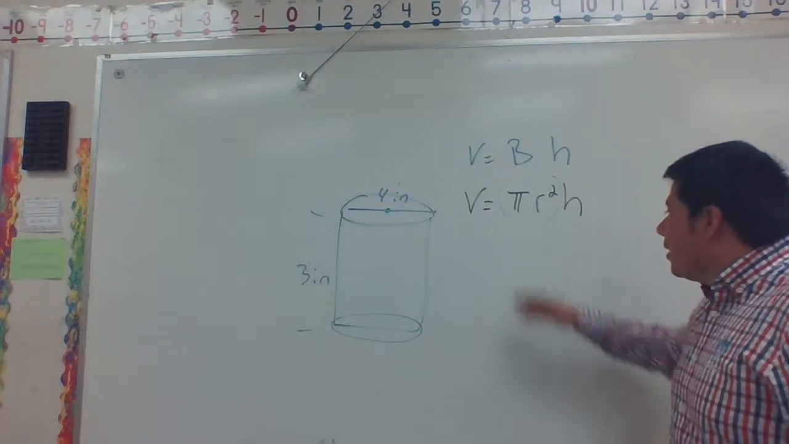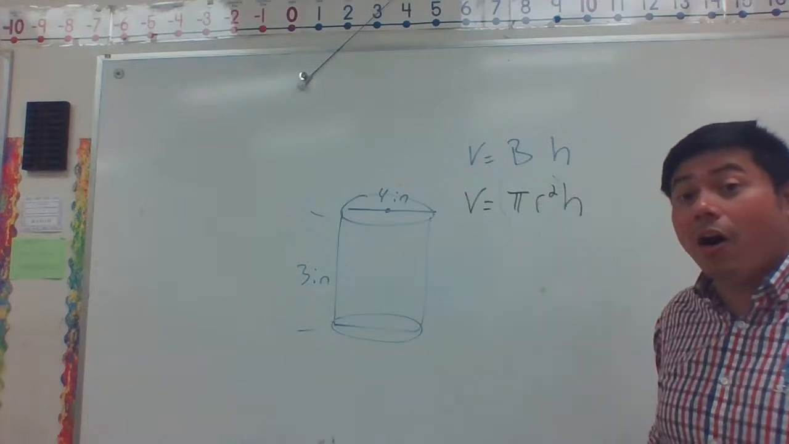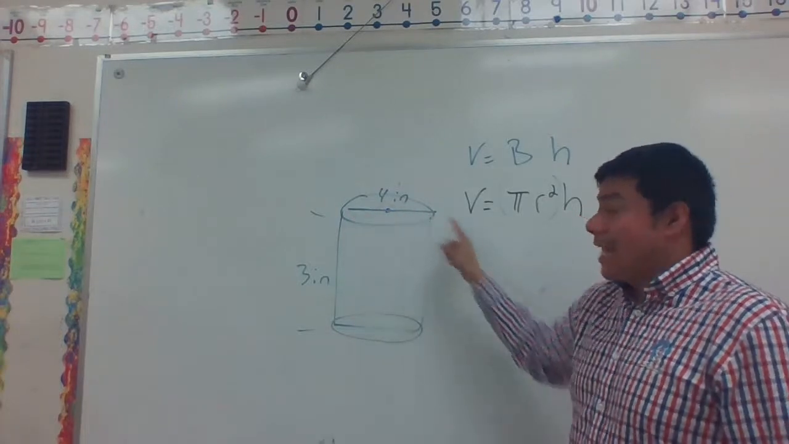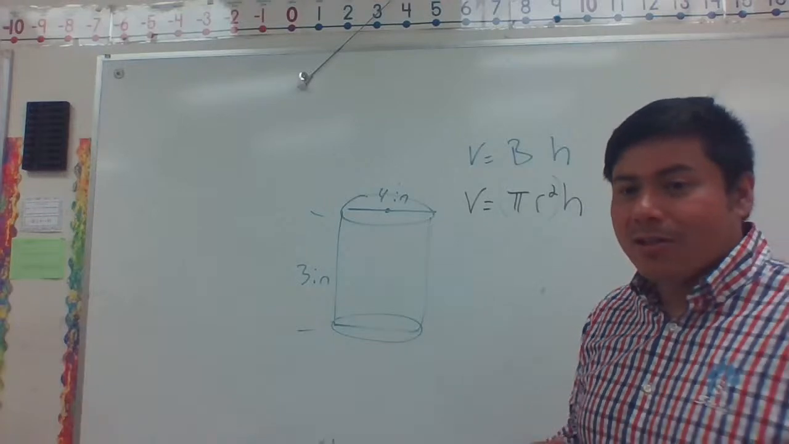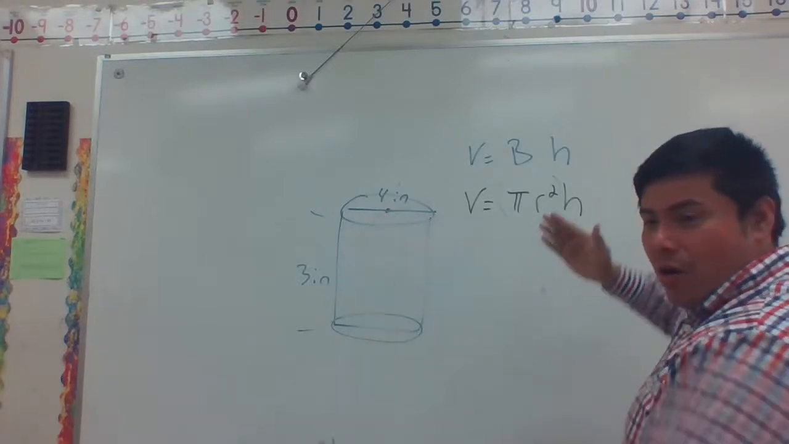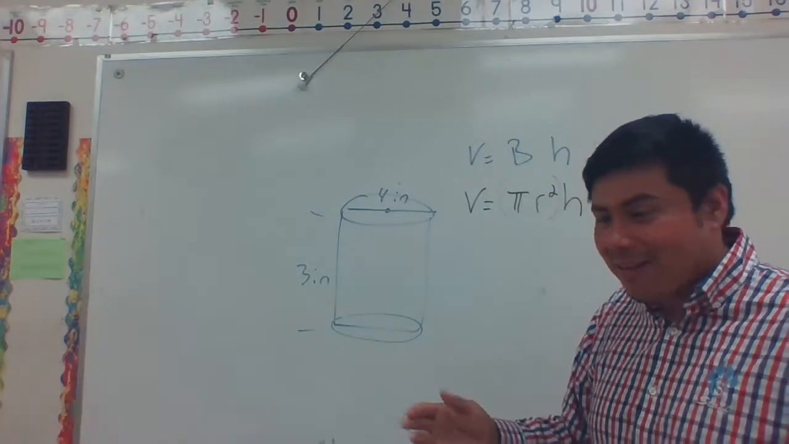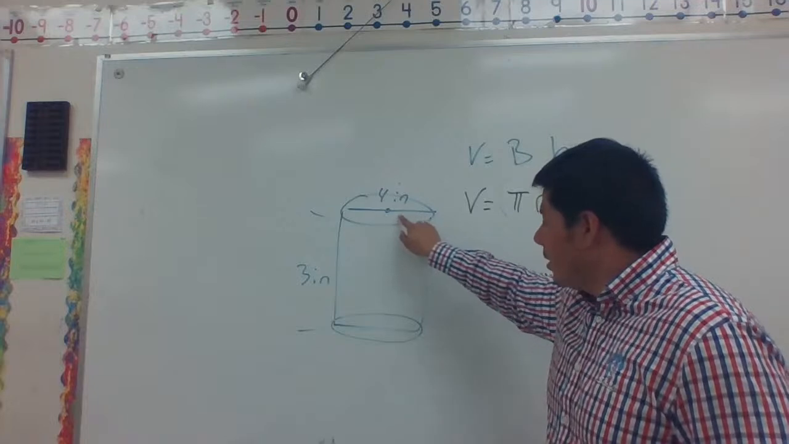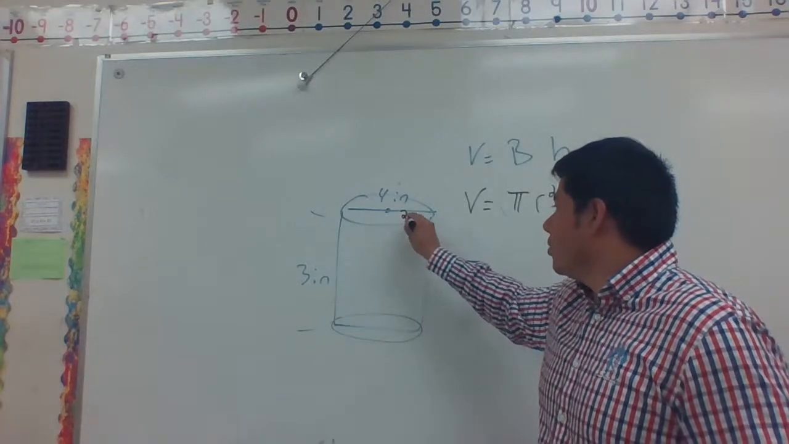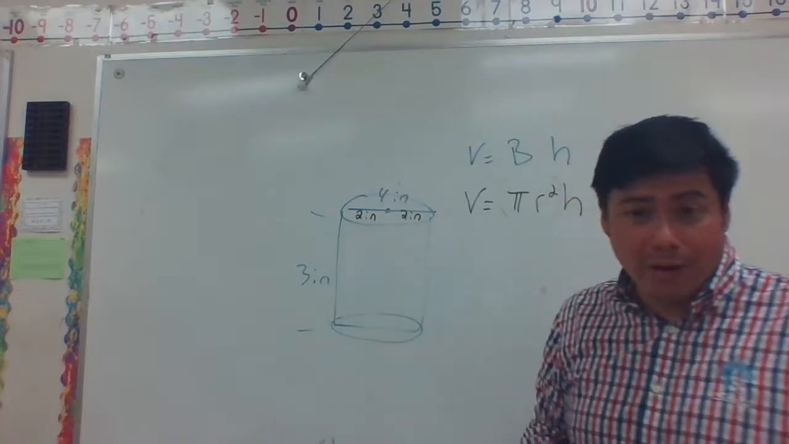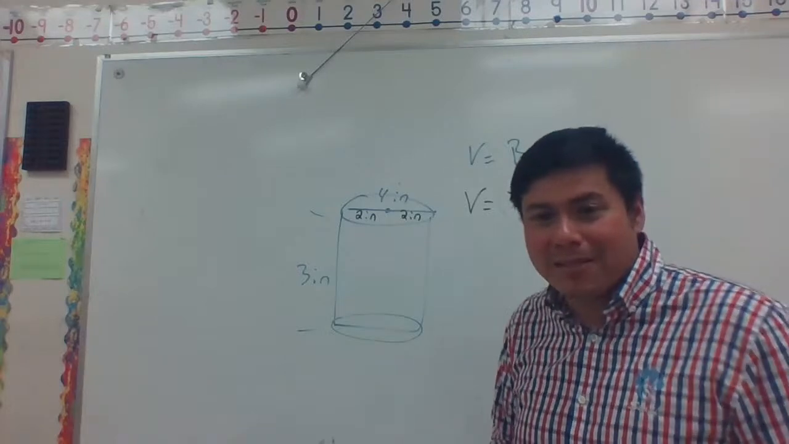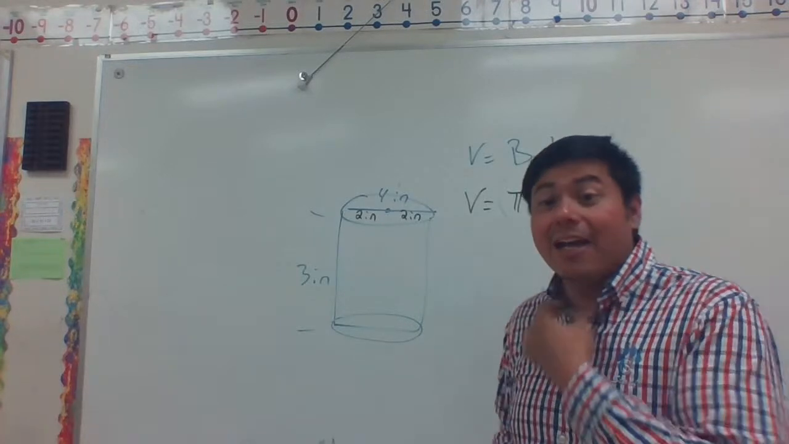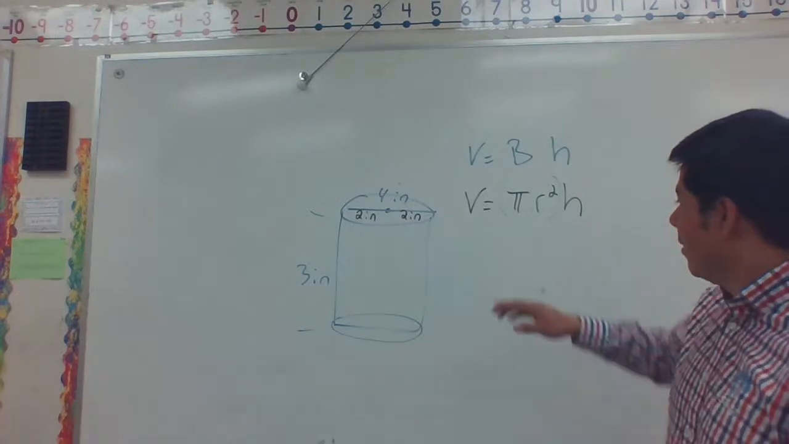So, first, pi. I know that's 3.14. Second, I need r. Now, I know what you're thinking: 4. Actually, no, because 4 is the diameter, and we need the radius. So we're going to take 4 and divide it by 2, because the radius is just this little piece here. The radius is just 2 inches, because 2 inches and 2 inches gives you 4. Divide by 2, exactly. Very good.